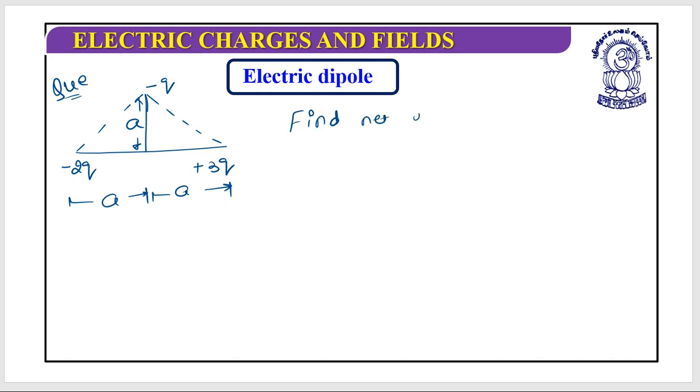the net electric dipole moment. They require us to find out the net electric dipole moment. Now what you should do, first tell me whether this construction forms a dipole or not.